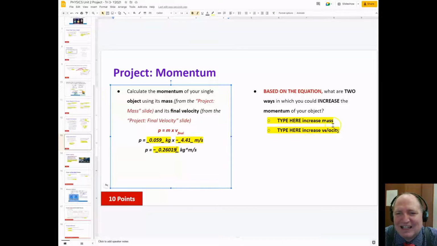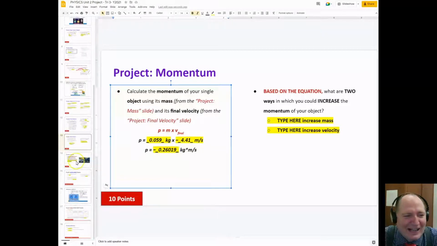Now, in order to increase momentum, there's a couple of things that I need to do. I need to increase my mass. When I increase my mass, I increase my momentum, or I increase my velocity. These are the two things that will help me to increase the momentum: increasing my mass and my velocity. Remember, please do not copy this. This is not your answer. These are not your numbers, so make sure that you do not copy this.